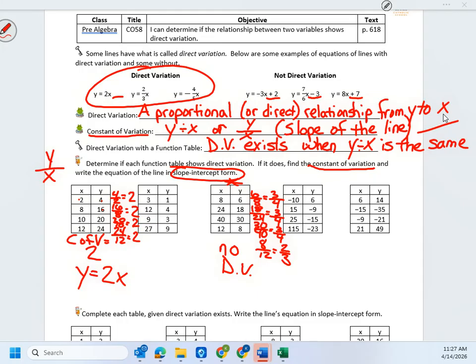Does that make sense? Be careful, you have to do the math for every single one. They all have to match, it's proportional. They all have to be this exact same. If it's not, there's no direct variation. Show me a thumbs up if that makes sense. Any questions on it? Let's look at the bottom part.